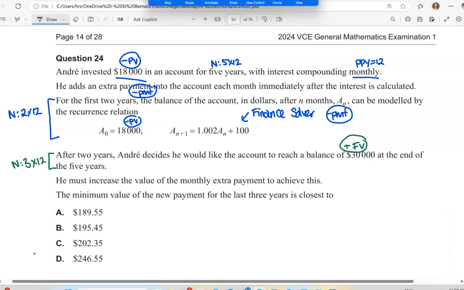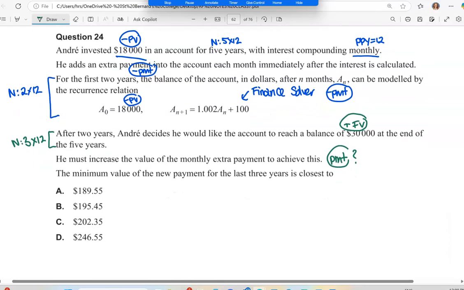With these change of scenarios, remember what I said: get to the end of the first period, and then we pretend that we're starting again and how long we've got left on it. So we would say 3 years. He must increase the monthly payment to achieve this. The new monthly payment is... So in that second scenario, the payment is the question. So when we write it out, we're going to find.